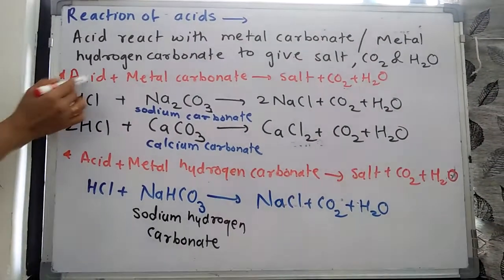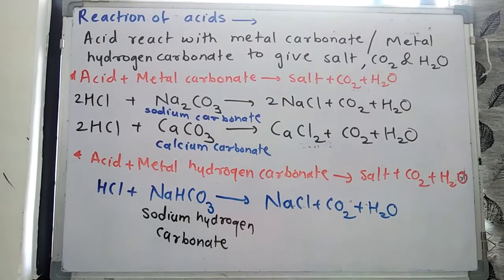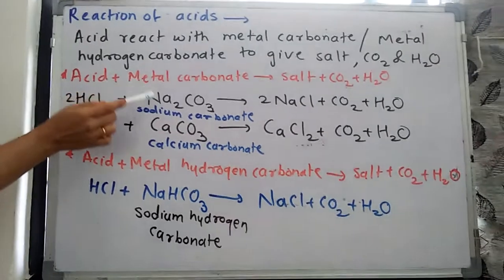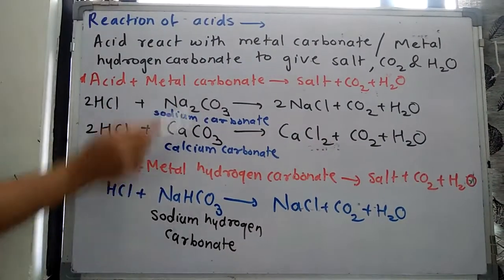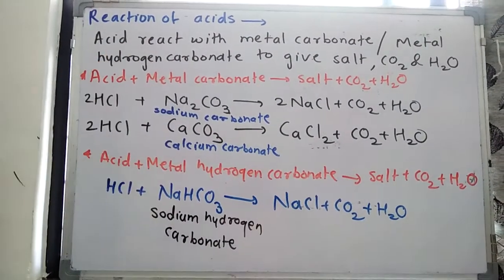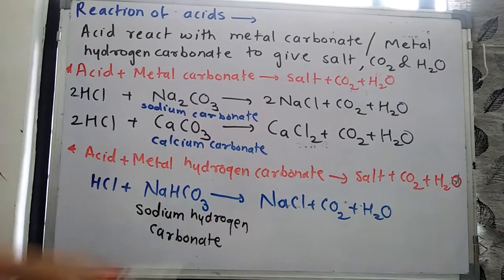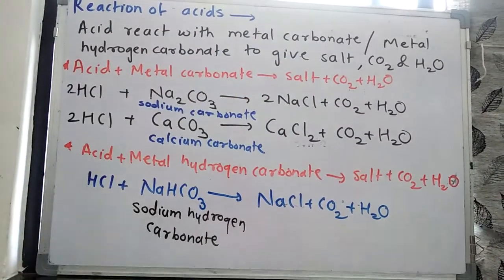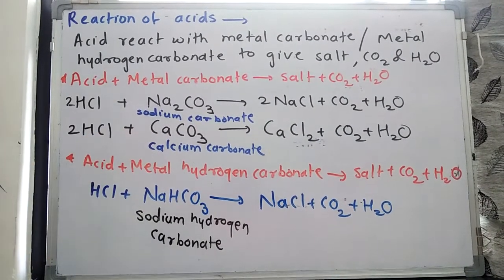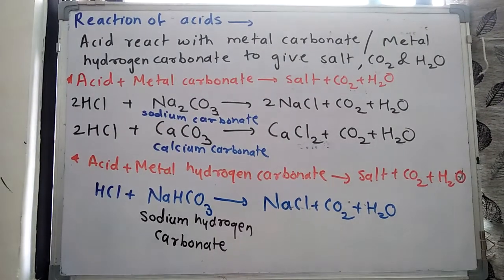Now see first, acid reacts with metal carbonate to give salt plus CO2 plus H2O. For acid we have taken hydrochloric acid and metal carbonate. Here, what is the example of metal carbonate? Sodium carbonate. Sodium carbonate means washing soda. Formula is Na2CO3. Now see, these twice of Na and these twice of Cl react with each other to form NaCl, that is the salt, common salt. There are different types of salt. So NaCl plus CO2 plus H2O. So acid reacts with sodium carbonate to give NaCl plus CO2 plus H2O.